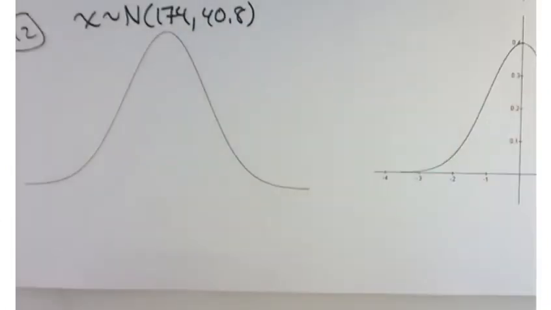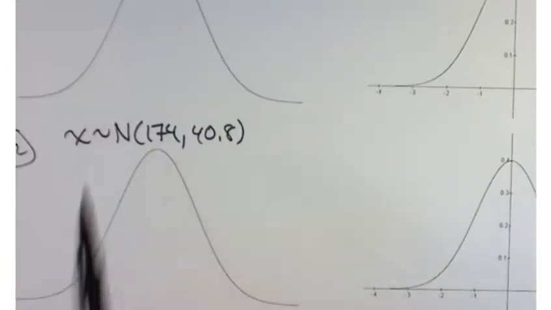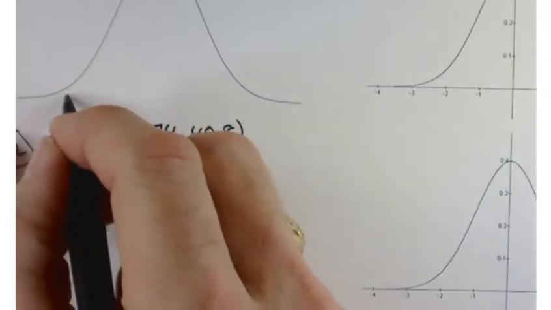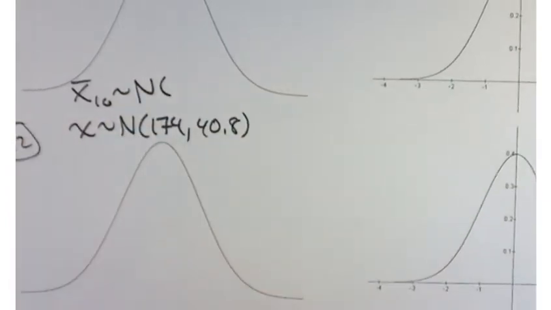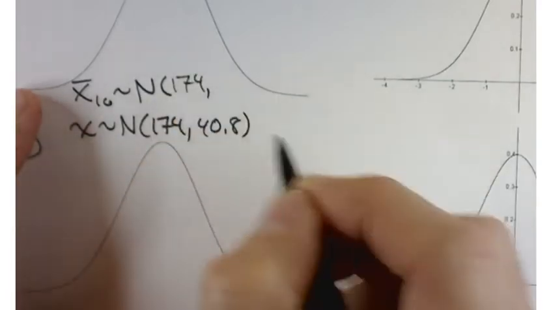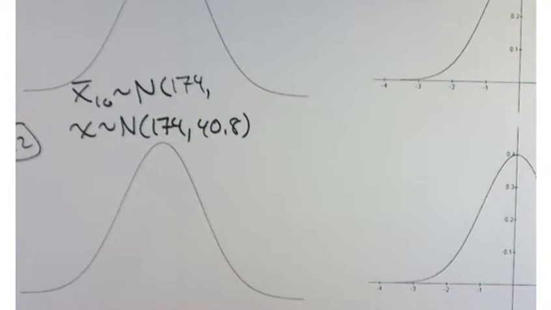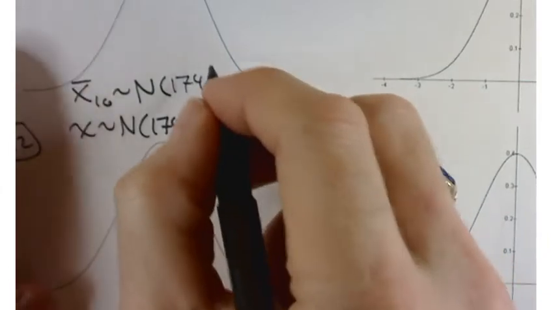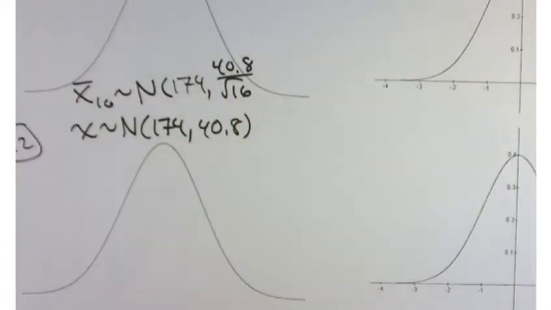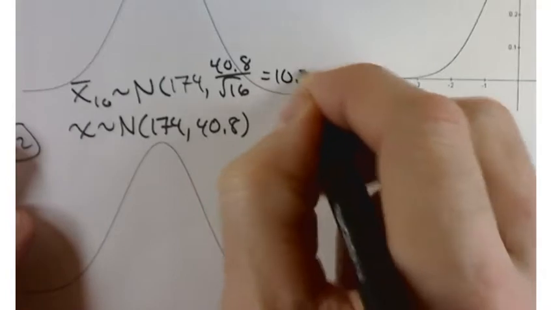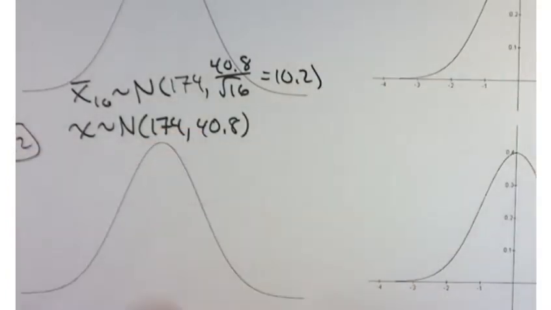So if we sample from this distribution, samples of size 16, let's figure out the distribution of the sample mean. X bar sub 16 is going to be normally distributed with the same mean, 174. But what's going to happen to the standard deviation? It's 40.8 divided by the square root of 16, which is 4. So that's going to be 10.2. That's the distribution we're going to use in our calculation.